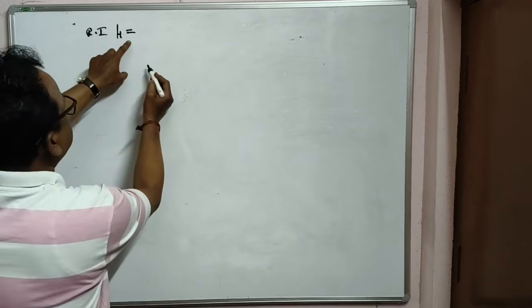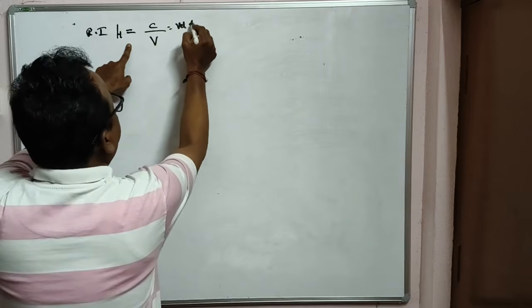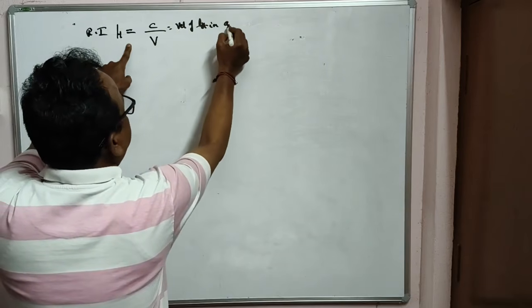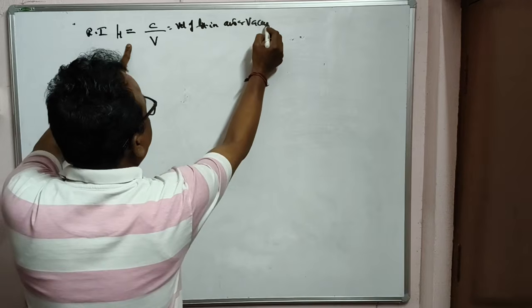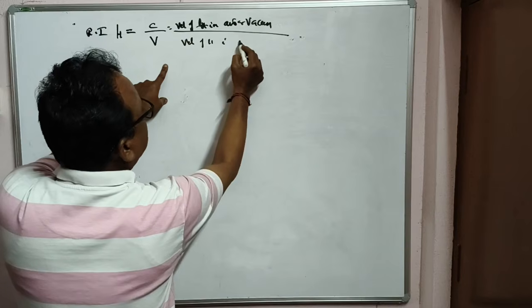How to define it? See, in general, refractive index is given by c by v, that is, the velocity of light in air or vacuum by the velocity of light in the second medium.